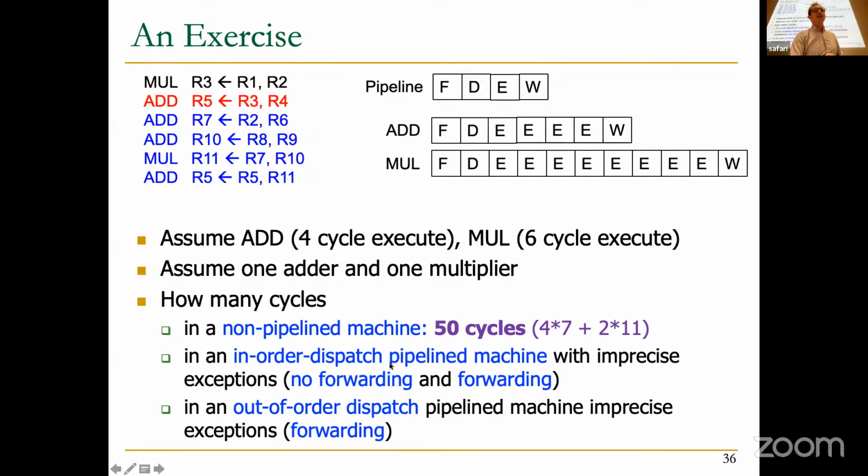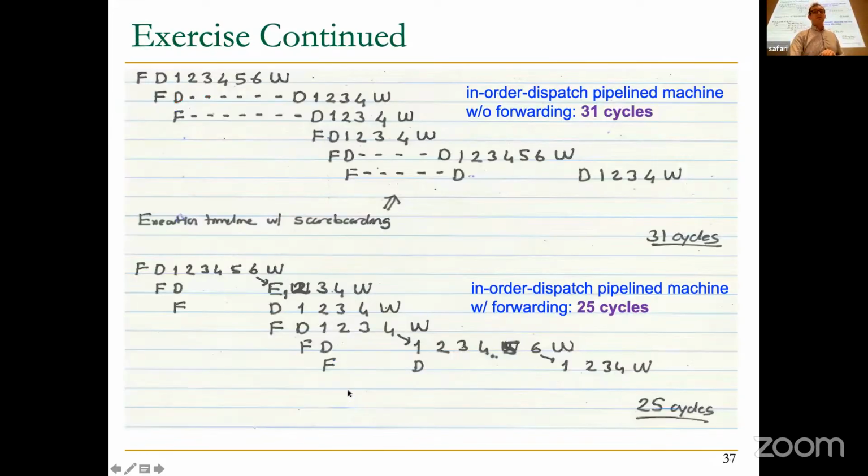We're going to look at an in-order dispatch pipelined machine with imprecise exceptions, without forwarding and with forwarding. And then we're going to simulate an out-of-order dispatch pipelined machine with imprecise exceptions. No reorder buffer, as we said. We're going to use forwarding. Okay, so let's take a look.